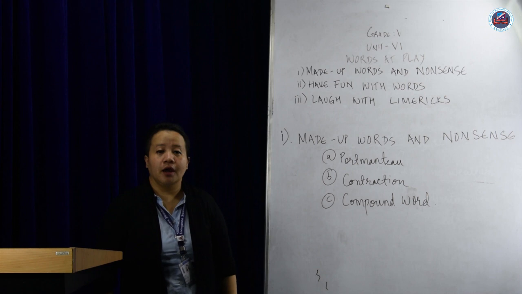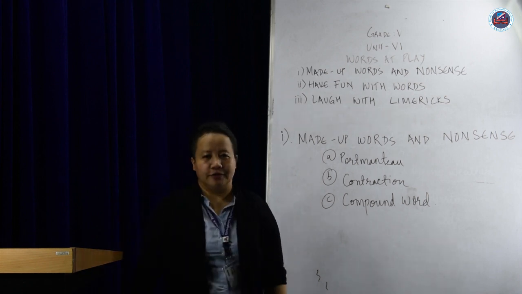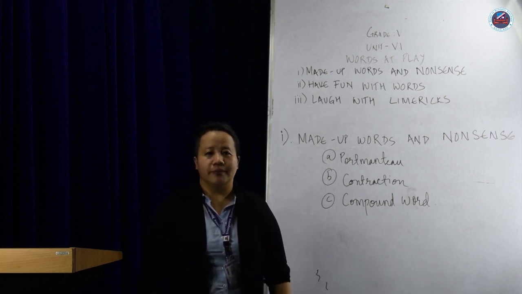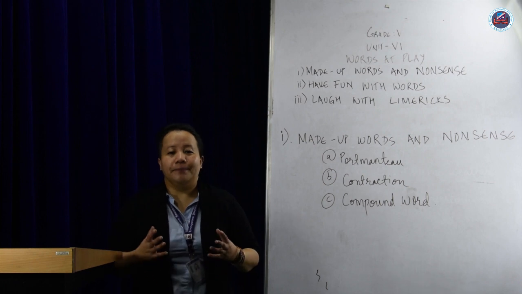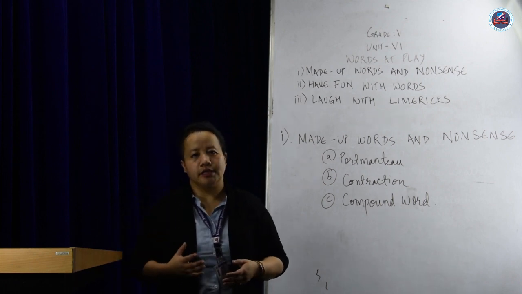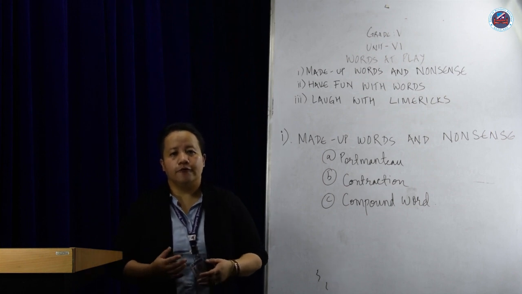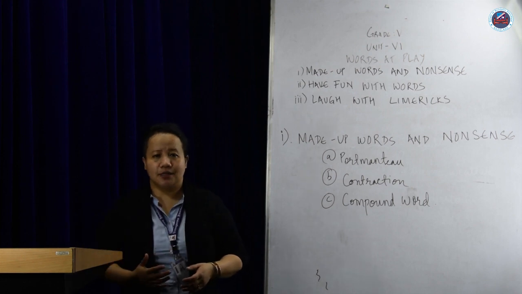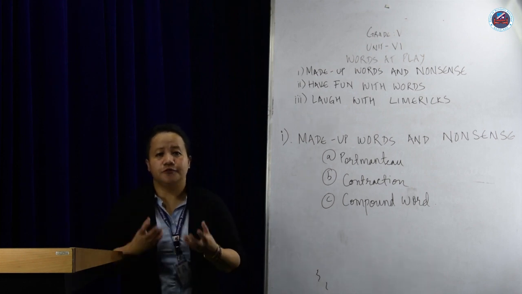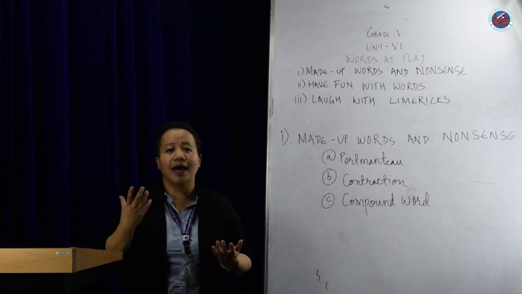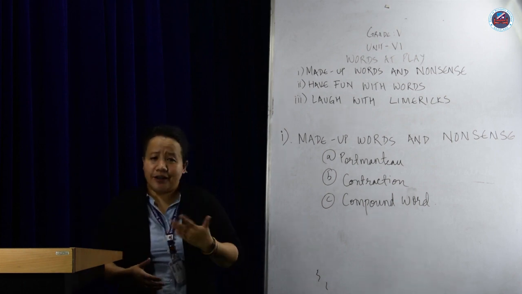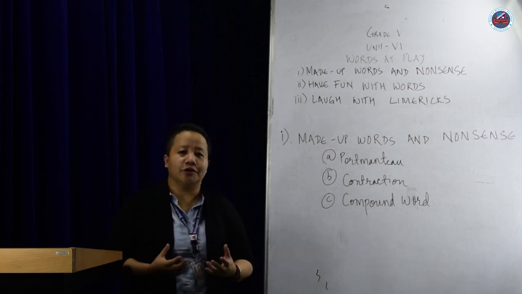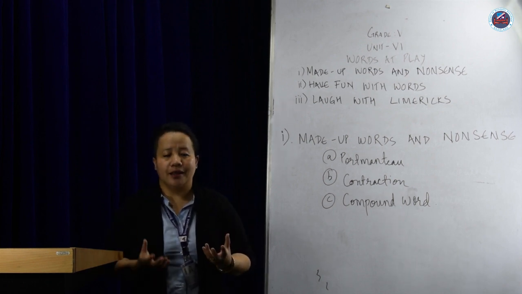Here we see the poet uses portmanteau, contraction and compound word in the poem. Now what is portmanteau? Portmanteau is a blend of two or more words into one new word. For example, the poet Laura uses the word telephant. Telephant is a combination of two different words, telephone and elephant. Another example I can give you here is telephone. Telephone also is a combination of two different words, telephone and trunk.